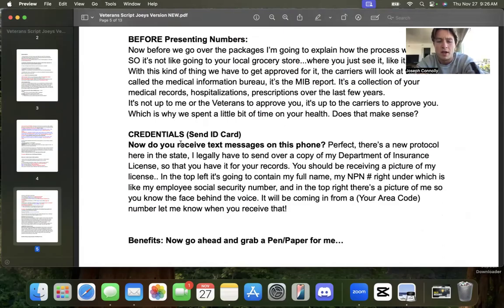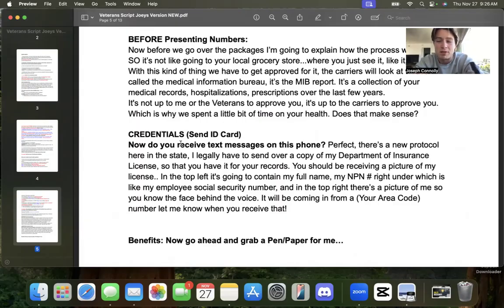All right, perfect, sir. So there's just a new protocol in the state. I have to legally send you over a copy of my Department of Insurance license just so that you have it for your records. So in your text messages, you're going to see two different images. The first one is my state of Georgia Department of Insurance license, which has my license number and all of my credentials from the state on there. It even has my address on there.